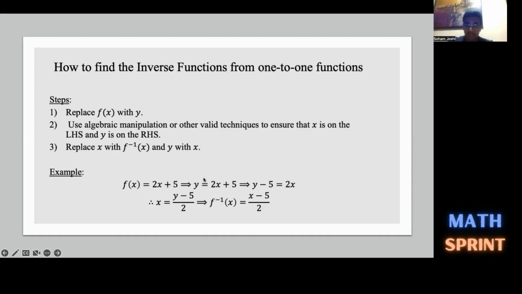So let's do a sample problem here. f of x is equal to 2x plus 5. The first step, replace f of x with y. We now have y is equal to 2x plus 5. The second step, perform algebraic manipulation such that we have an equation for x. We subtract 5 from both sides and then divide the left-hand side and the right-hand side of the equation by 2. So we now have x is equal to y minus 5, the whole thing divided by 2. Now we replace x with f inverse of x and y with x, and we finally arrive at f inverse of x is equal to x minus 5, the whole thing divided by 2.